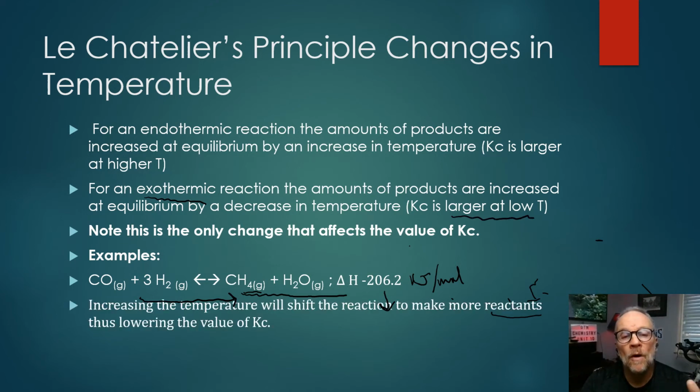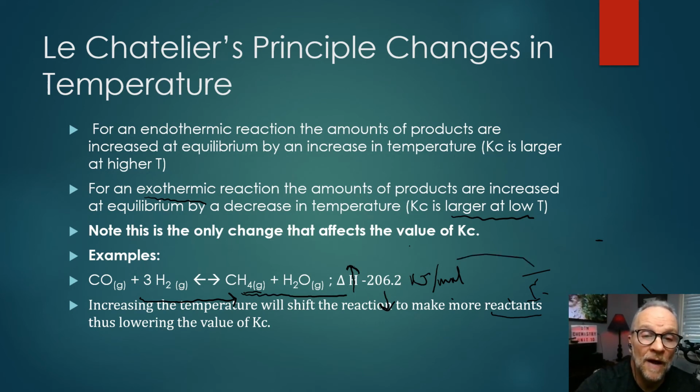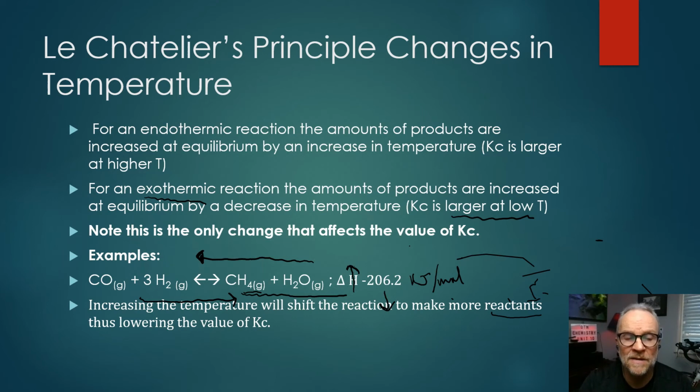Increasing the temperature will shift the reaction to make more reactants, thus lowering the value of Kc. So here, if we increase the temperature, the reaction shifts to make more reactants, because it's going to shift in the opposite direction to get away from that change in energy. And so in this case, Kc goes down.